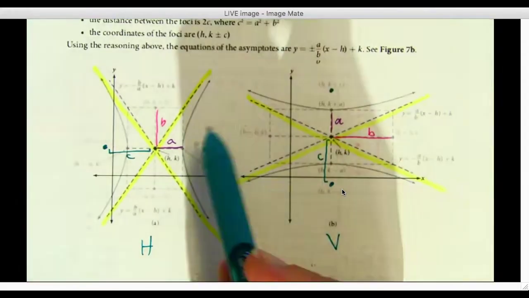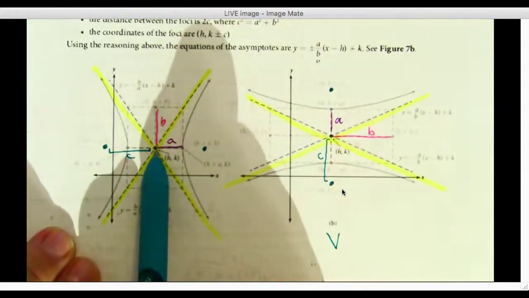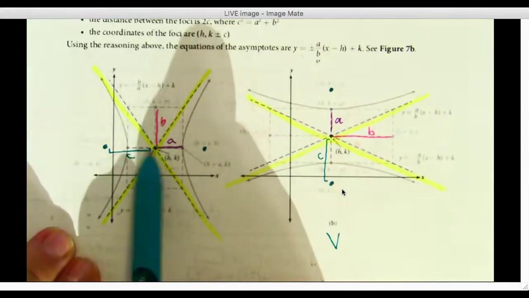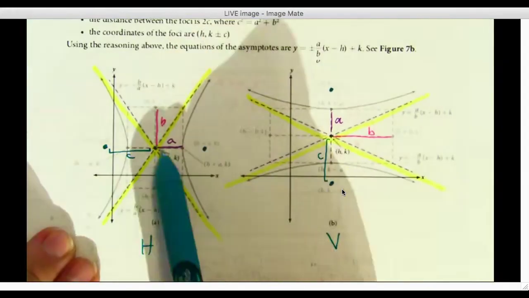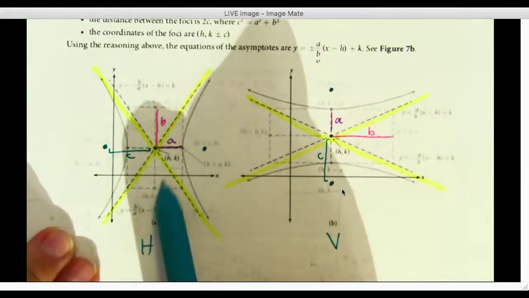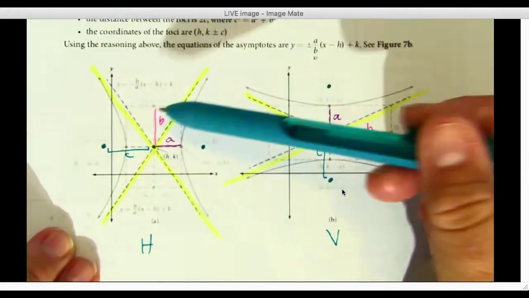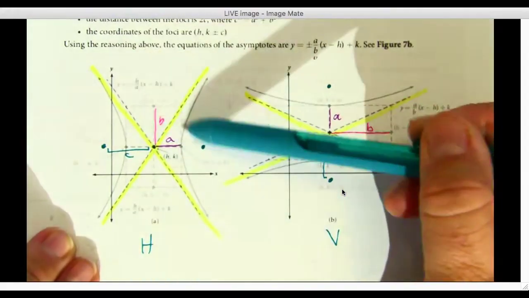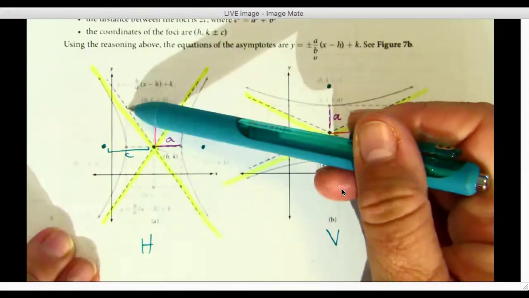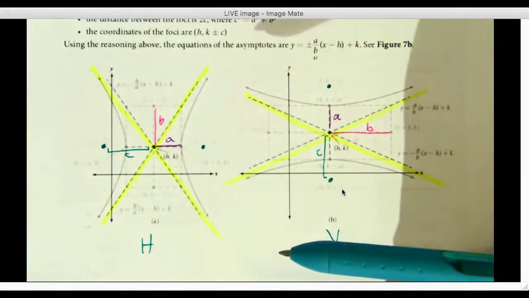And the a value tells us our vertices. So I find my center and then I go out the distance of a for my two vertices. And then we don't really have co-vertices. We will still call them co-vertices, but it's not actually a point on the graph. So the b value does tell us this other point. And then you can see this really light box that's drawn here. And this box will help us figure out how steep or how flat our hyperbola is.